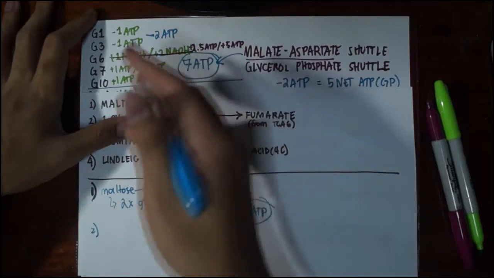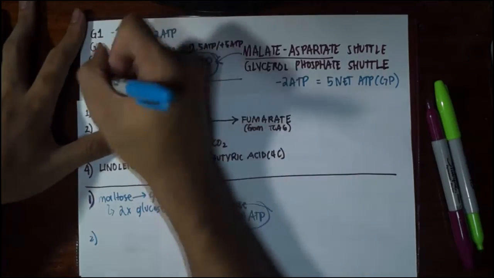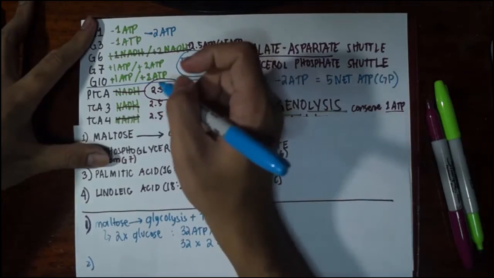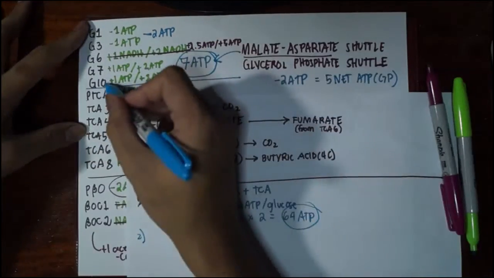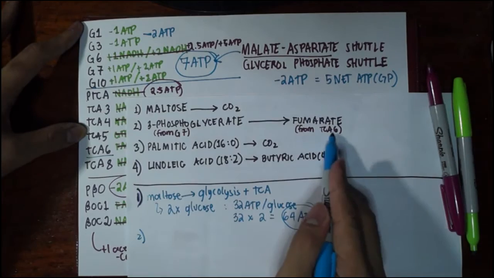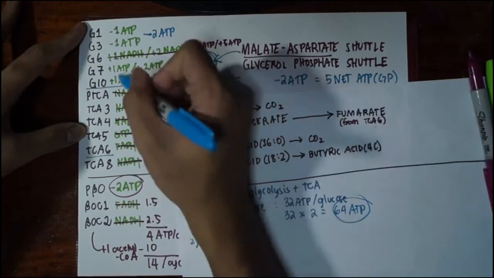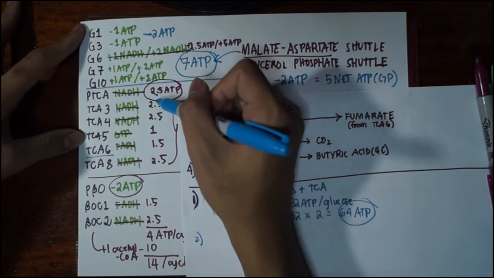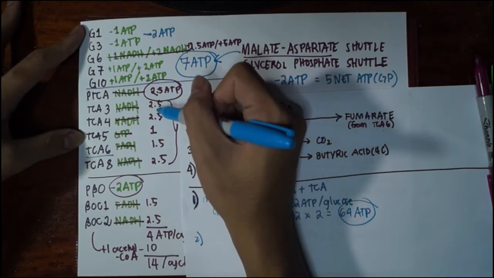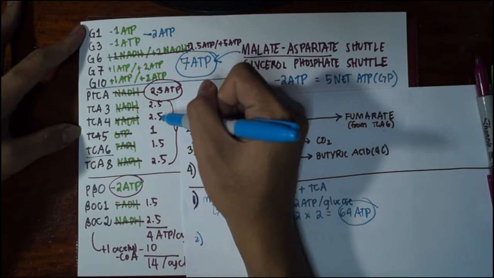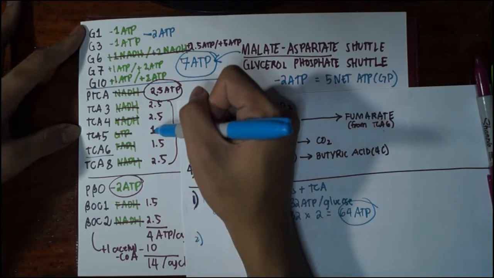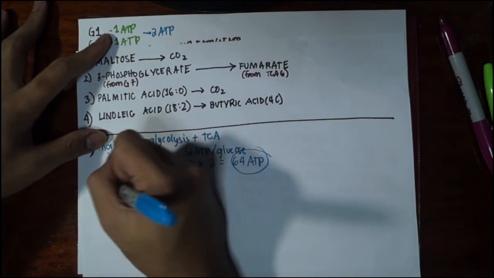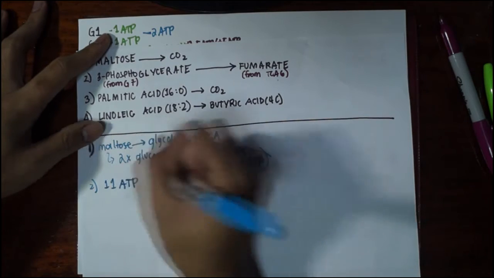So you start with step 8, which is G8. Well, G8 does not produce ATP, and neither does G9. So you start with G10. You count the number of ATPs singly. If we start with G10 and we're supposed to end at TCA6, we count 1 plus 2.5 is equal to 3.5, plus 2.5 is equal to 6, plus 2.5 is equal to 8.5, plus 1 is equal to 9.5, and plus 1.5 is equal to 11. So that is a total of 11 ATP.